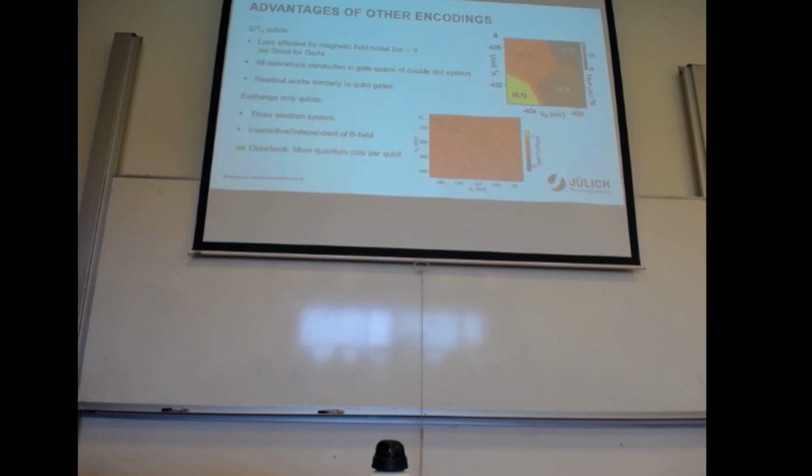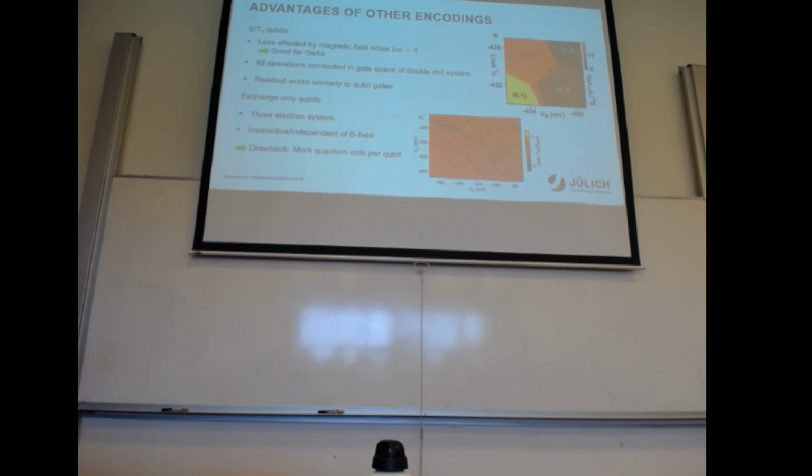What I really wanted to say is that you have different encodings. We have Loss-DiVincenzo, we have singlet-triplet. Rather than having a pure spin degree of freedom, you're adding a second electron and making a hybrid of spin and charge. The qubit is no longer a pure spin qubit alone; there's also a charge component to it. Operations are in the gate space, you don't need magnetic controls. The readout is pretty similar.